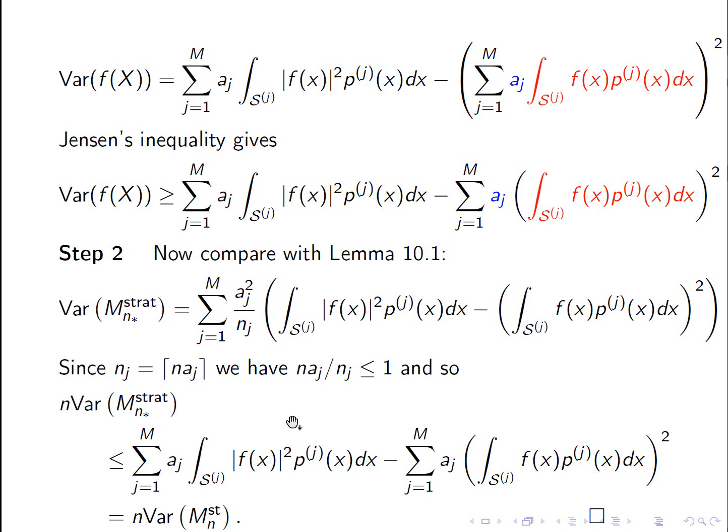Okay, and now we are done, because n times the variance of our stratified estimator is less or equal than this thing here. And this expression we have obtained in step 1. This expression is a lower bound for the variance of the standard estimator, so we can now use this and have shown, if we divide here now by n, that the variance of the stratified estimator is less or equal than the variance of the standard estimator. Okay, and that is a proof that the variance in proportional allocation is actually reduced.